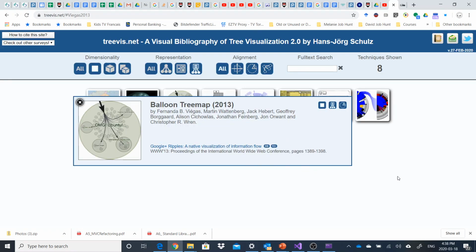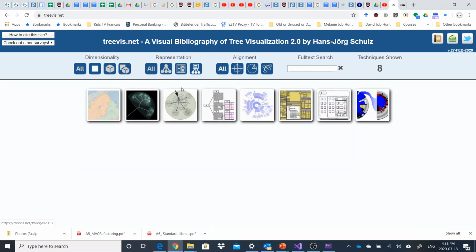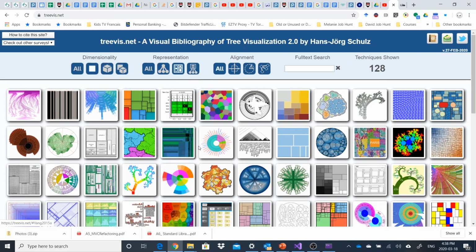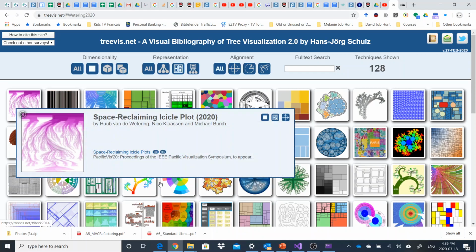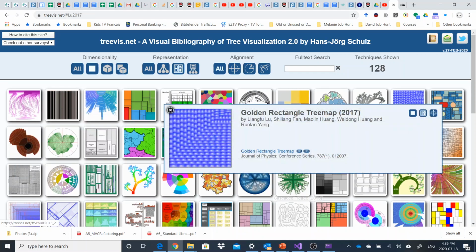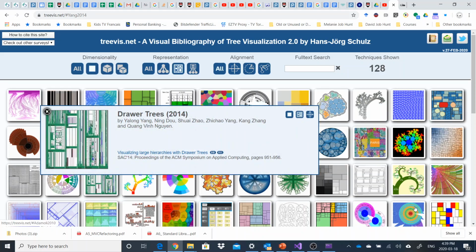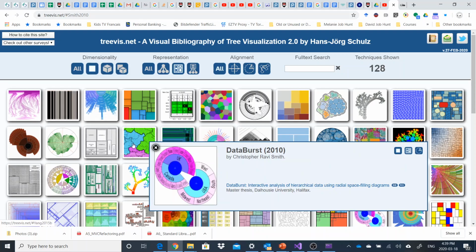So hopefully we have this. Okay, balloon tree maps. Let's close this off. Here are different tree maps that are two-dimensional, that are hybrid. Here are tree maps that have an implicit nesting. So Voronoi tree maps. We have orthogonal tree maps. We have sunburst charts. We have space-reclaiming tree maps, icicle plots. We have golden triangle tree maps. Like, look at this. These are all different ways that I can actually represent hierarchical data.